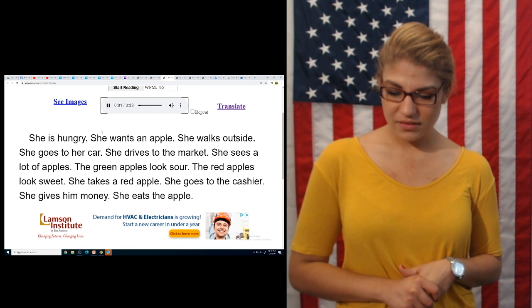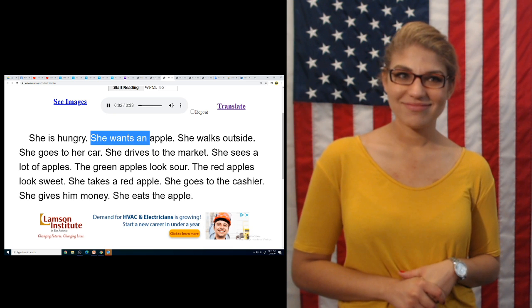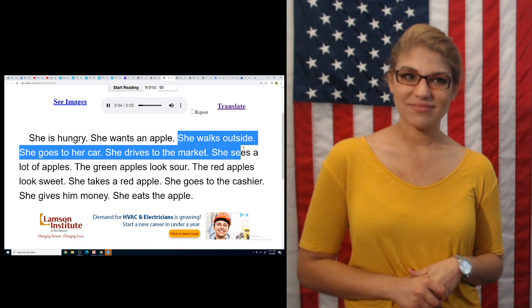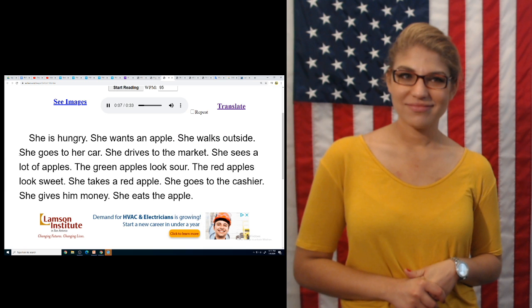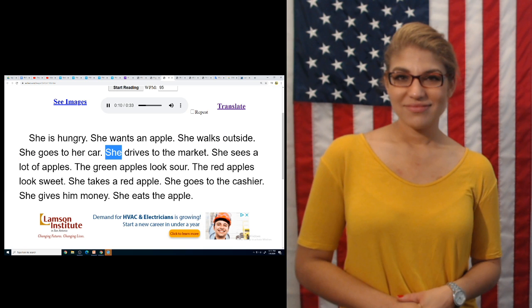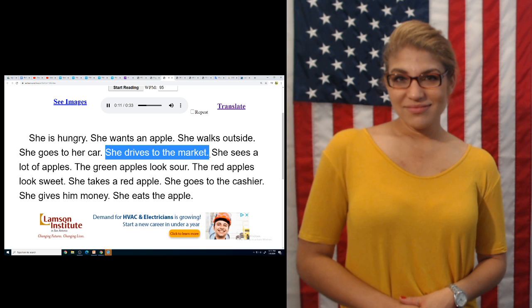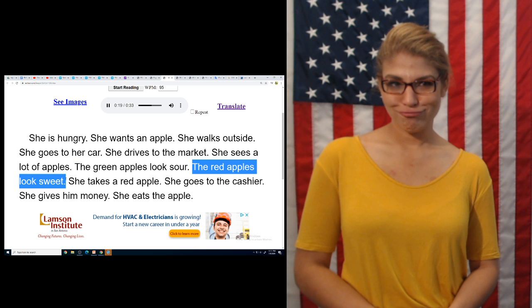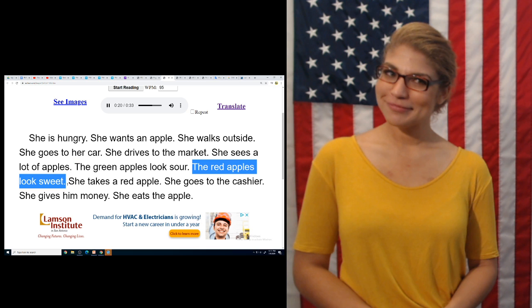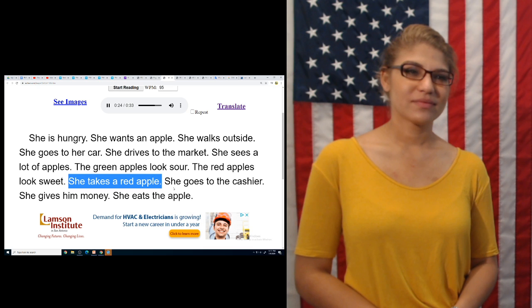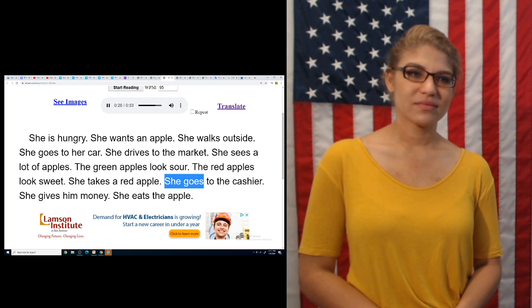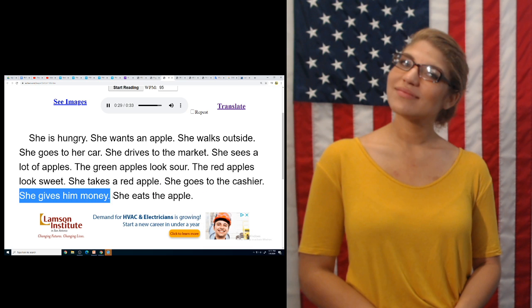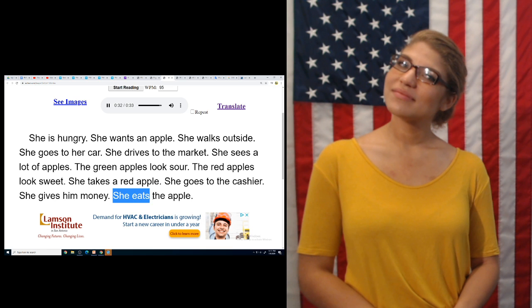Okay? She is hungry. She wants an apple. She walks outside. She goes to her car. She drives to the market. She sees a lot of apples. The green apples look sour. The red apples look sweet. She takes a red apple. She goes to the cashier. She gives him money. She eats the apple.